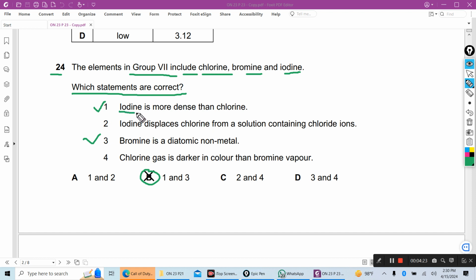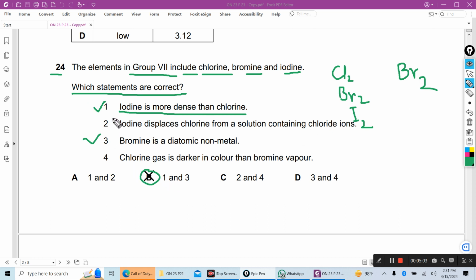Why? Iodine is more dense than air, because chlorine, bromine, iodine: iodine is solid, bromine liquid, chlorine gas. So solid is more dense than air. True. Bromine is a diatomic non-metal. Bromine diatomic means bromine exists as Br2, two atoms joined to form a molecule. So this is a diatomic molecule. 1 and 3 is the correct answer.